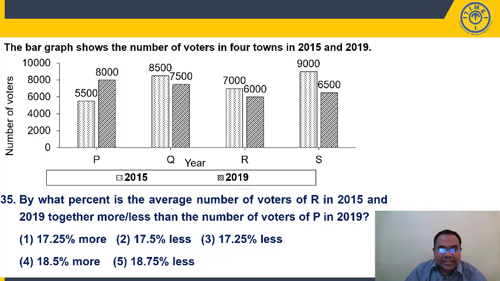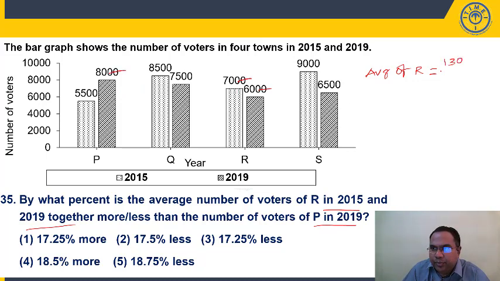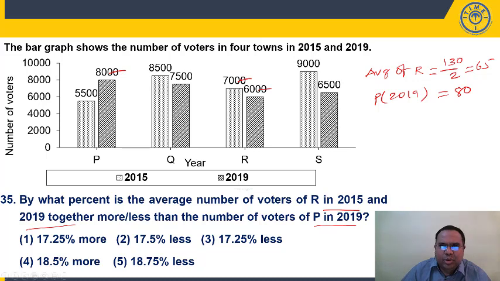Question number 35. By what percentage is the average number of voters of R in 2015 and 2019 together more or less than the number of voters of P in 2019? Okay, average of R: you can ignore the last two digits. P in 2019 is 8,000. Ignoring the last two zeros, 70 plus 60 is 130, by 2, so 65. The number of voters of P in 2019 is 80.